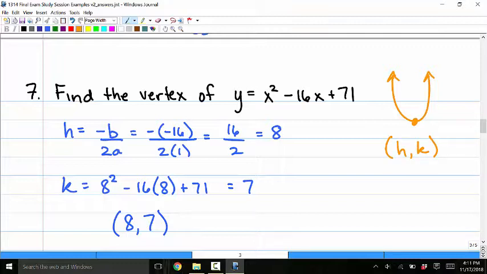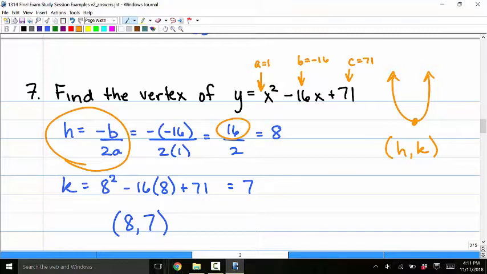To find h, you use the formula negative b over 2a. Our a here is 1. Our b is negative 16. And our c is 71. So back to h. h is equal to negative b over 2a. Negative b would be the opposite of negative 16, so 16. 2 times 1 is 2. 16 over 2 is 8. So the x-coordinate of our vertex is 8.